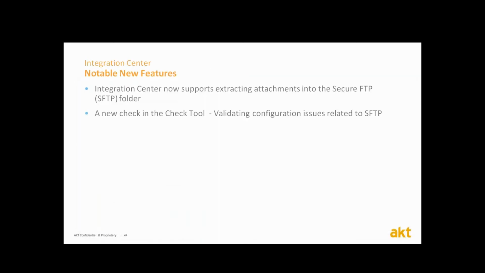Let's continue with two notable new features in the Integration Center. The first is that Integration Center now supports extracting attachments into the secure FTP folder. This feature was previously available as beta and is now generally available. The next is that a new check in the check tool, supporting Integration Center, has been added to identify issues with secure FTP. Depending on the configured destination or source setting, this check identifies if Integration Center is whitelisted for the SFTP server and has read and/or write access to the SFTP folder.